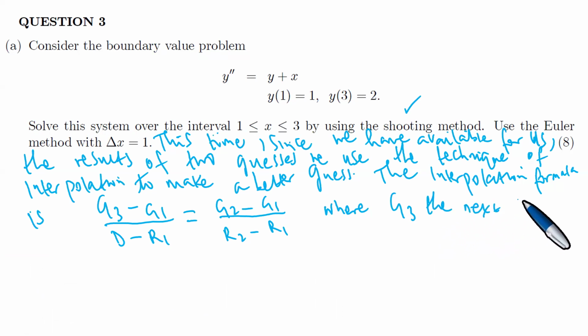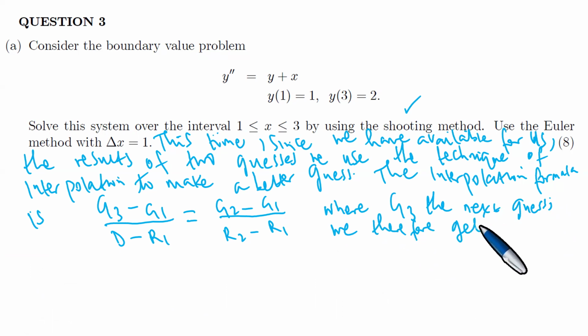Is the next guess. We therefore get G3, the next guess, because we have done 2 guesses now. So we use this interpolation formula when we guess 2 times and we misfire. Now we're going to be able to get the third guess. If you look at algebra, you cross multiply and make G3 the subject.